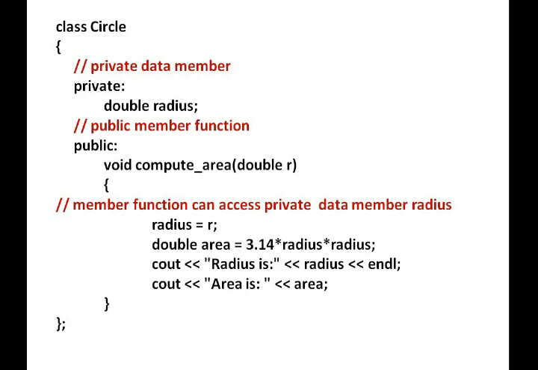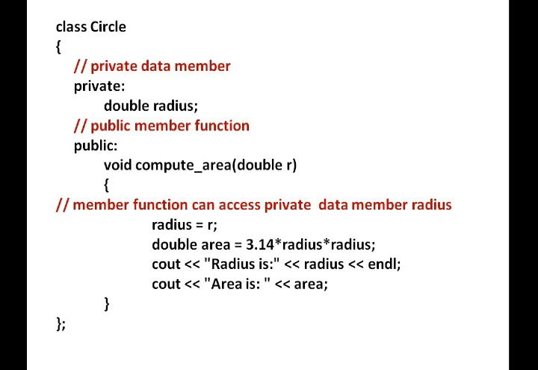Then the member function is exactly similar to the previous one to find the area of a circle. Here a parameter is passed into this computeArea from the calling position. That parameter r gets a value from the calling position. That r is assigned to radius. Then the area is calculated and it is printed here itself.